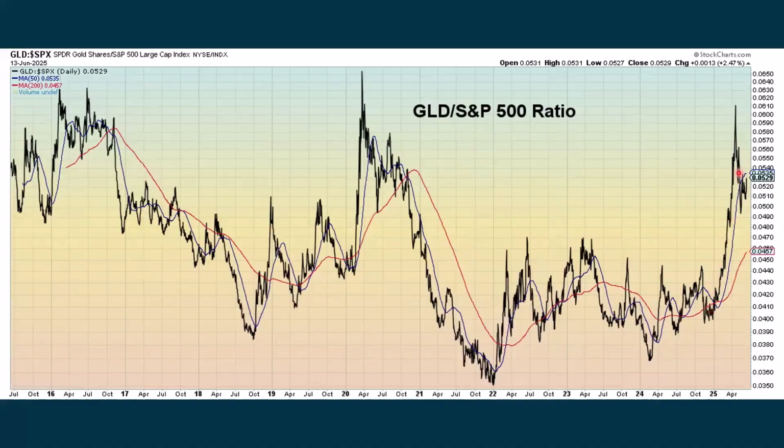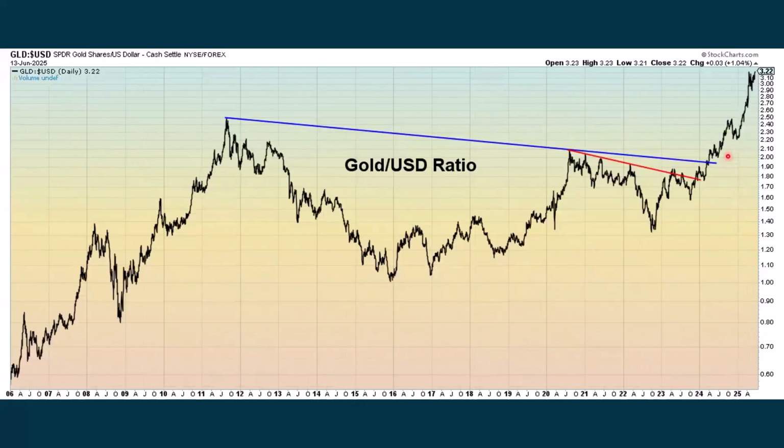Gold, which was really outperforming, was going up as the S&P was going down. Now we've seen that fall back a little bit. And then the dollar's been going down as gold has been going up. So not a real surprise there.